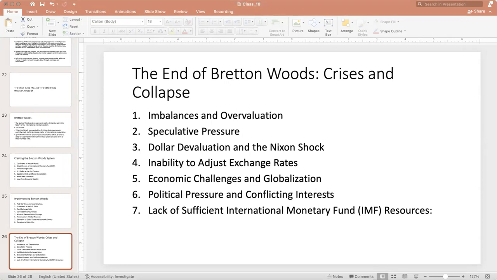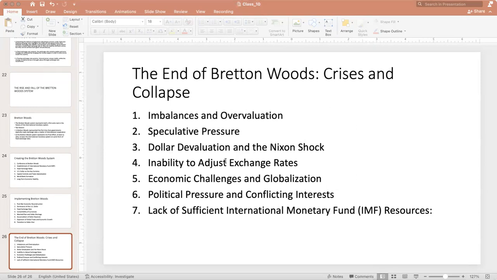The post-World War II era witnessed significant economic challenges and increased globalization. These changes also include the emergence of new economic powers and the growth of international trade. It strained the Bretton Woods system, which was designed for a different era and did not adequately address the changing dynamics of the global economy.